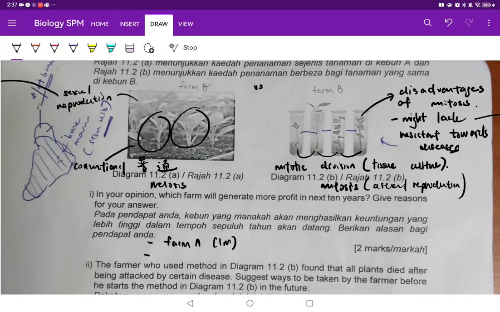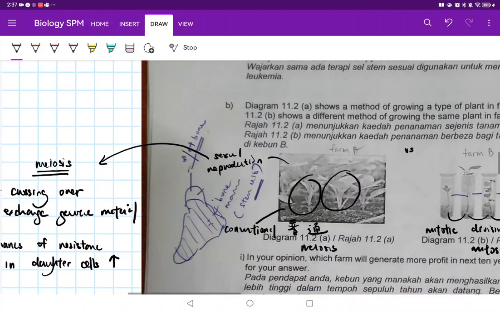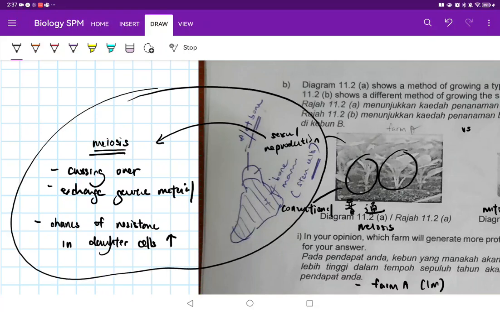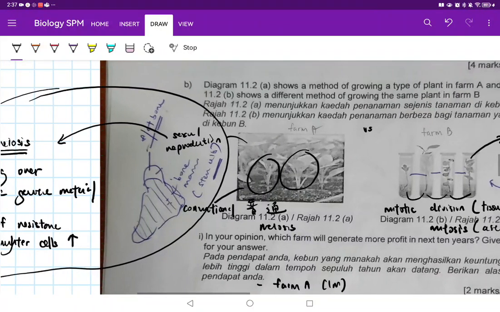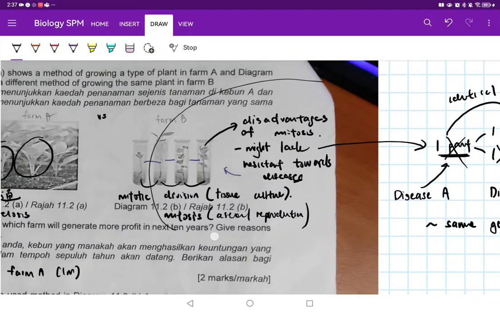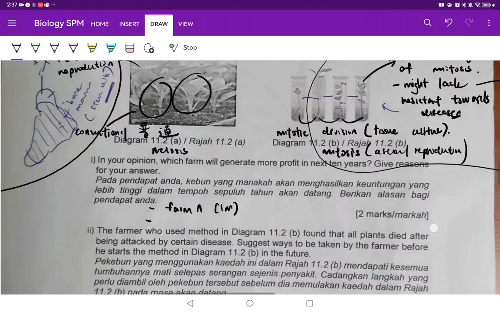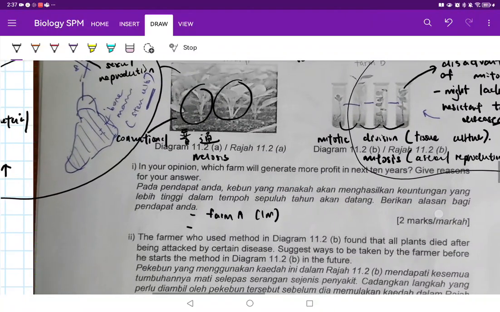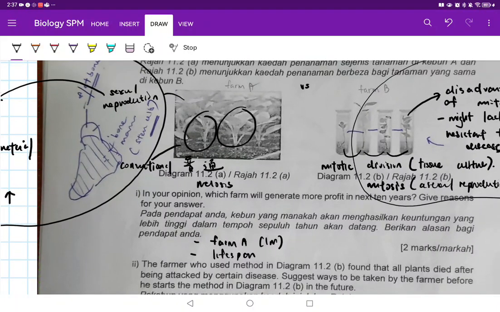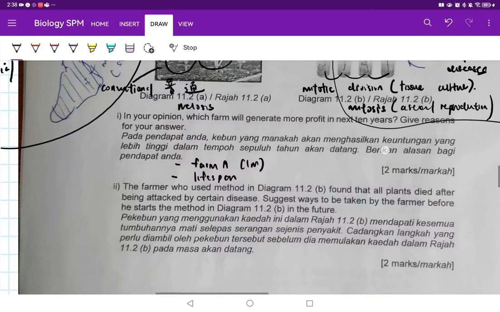Right? So it could be that farm A undergoes sexual reproduction, which will exchange genetic material and will have more resistance. So this can be your point right here. All right. And then you can talk about the disadvantages as well. And most importantly, you can talk about the lifespan. So for sexual reproduction, because it is more resistant towards certain diseases, therefore it can live longer. So that's all for B1.